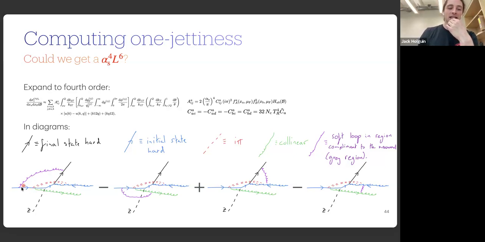This is a soft linking the initial state to the final with some Coulombs linking the initial state to the initial state, and then a collinear before all of that. And this comes in with the opposite sign color factor to the exact same contribution, but where instead of the soft linking the initial state quark to the final state quark, it's linking the initial state quark to the final state gluon that was radiated off the initial state.